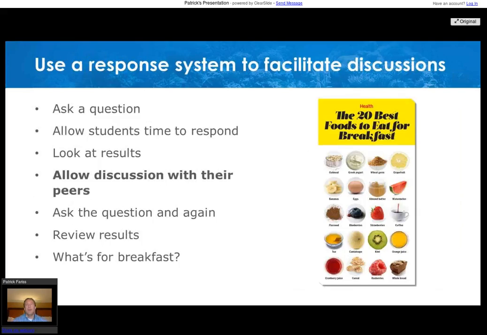I'll give you an example of one of the ways that I've seen an effective student response system recently. One of the strategies at the University of North Texas, they've done great work in putting some presentations together. One, they ask a question, and they allow students to respond. Then they look at the results, and they allow students to discuss with their peers. And then they ask the question again, and then they review the results. So I'll give you an example of what that looks like right now.